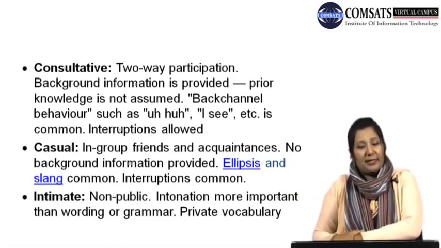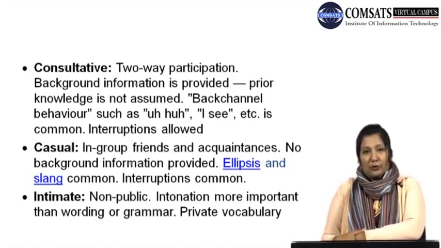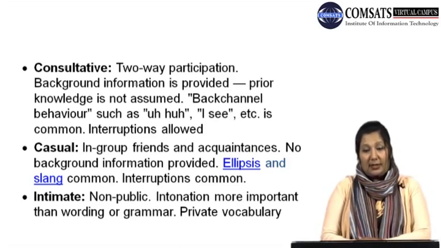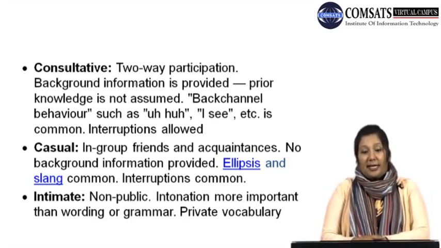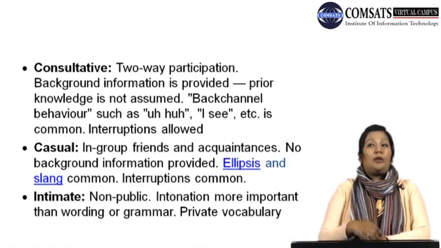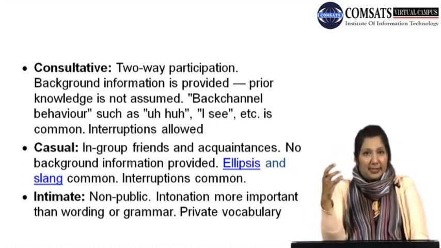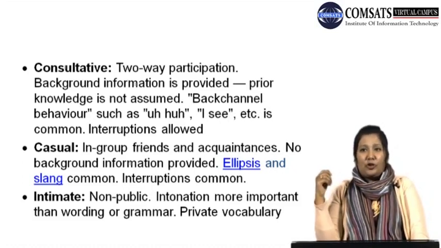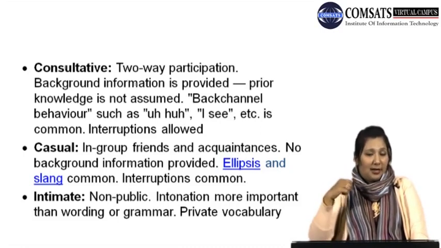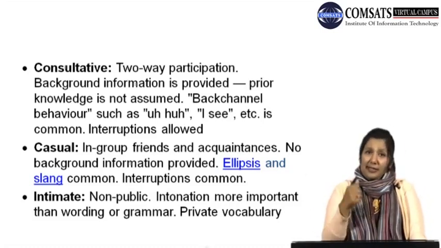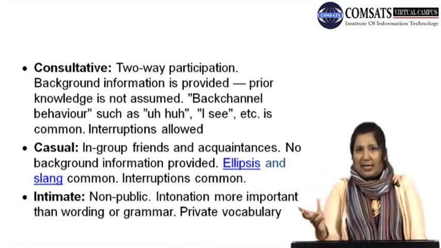The next is the casual style, used with in-group friends and acquaintances. The friends or acquaintances who are from our own group, we are casual with them. No background information is provided. Ellipses and slang are common; these are two features of casual conversation. Ellipsis is about omission, where a few words are omitted. Slang is a specific kind of language we are going to discuss today in our lecture. Interruptions are common. One person is speaking, the other is interrupting, and the two speak at the same time, so this is a casual style of speaking.